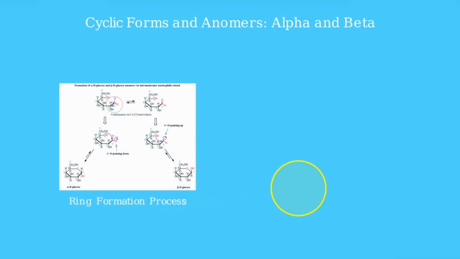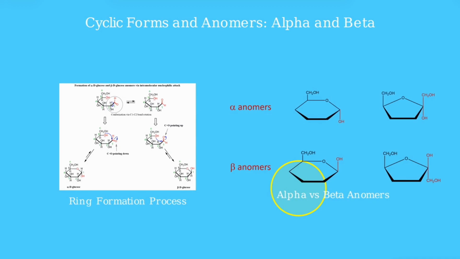This creates two possible forms called anomers, alpha and beta. The difference is just which way the hydroxyl group at the anomeric carbon points. In alpha anomers, the OH group points down relative to the ring. In beta anomers, it points up. This tiny orientation change is crucial for how sugars link together.